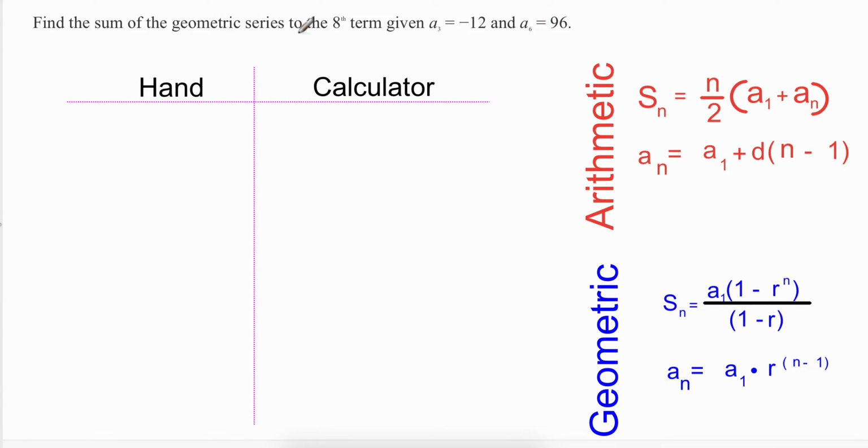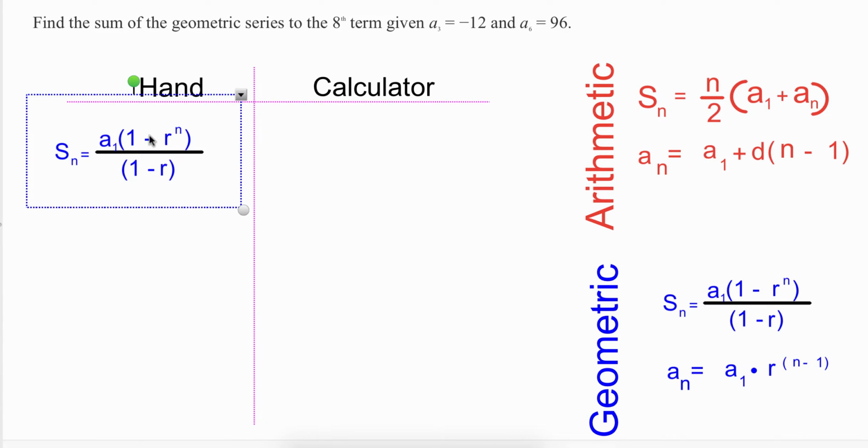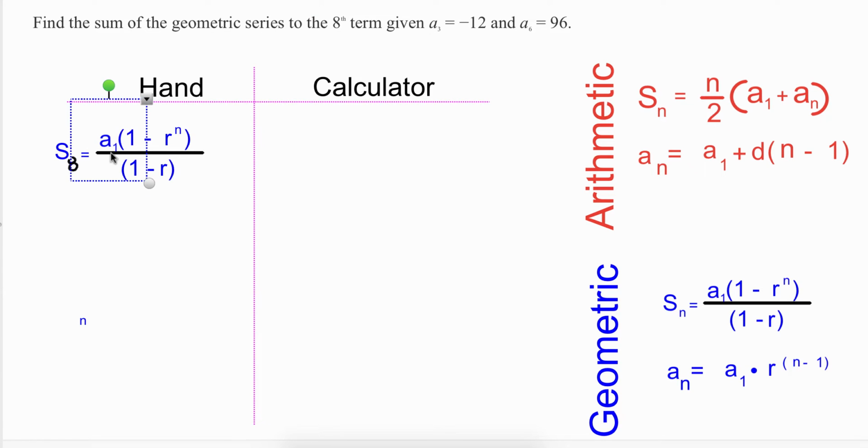Find the sum of the geometric series to the 8th term given a sub 3 is negative 12 and a sub 6 is 96. All right, so we are doing geometric and we want to do a summation. So there's the formula. All right, so n. What was it? They wanted me to do the first 8 terms. What was the first term? Well, the third term was negative 12, so I don't even know what the first term is. Do I know what r is?